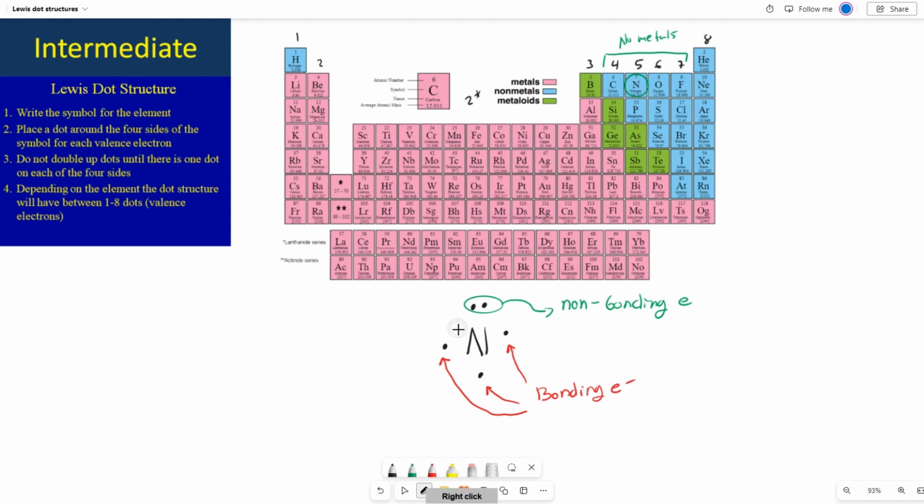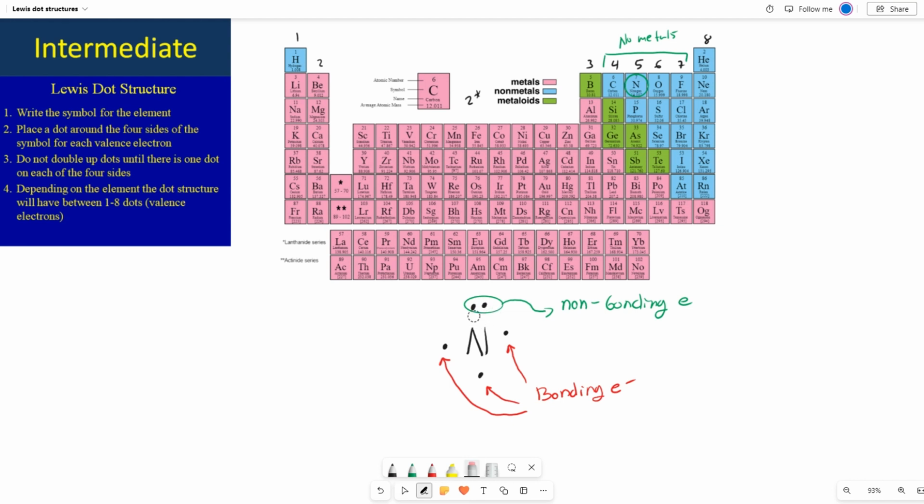And you can tell just by drawing the dot structure how many covalent bonds a nonmetal is going to make. Nitrogen is going to make 3 covalent bonds because it has 3 bonding electrons. Now, it's very important to include these non-bonding electrons because when you draw the overall Lewis structure, you have to put the non-bonding electrons in as well.